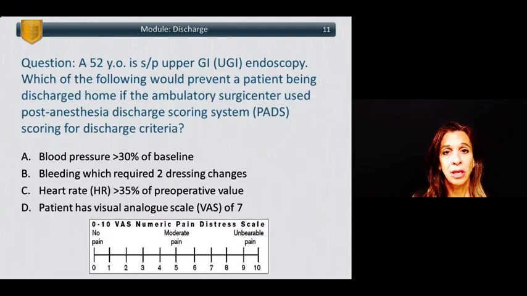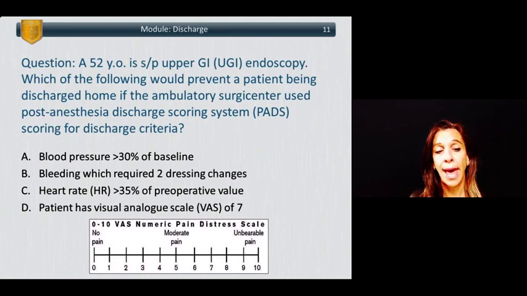So another question. This is a 52-year-old who is scheduled for an upper GI endoscopy. Which of the following would prevent a patient being discharged home if the ambulatory surgery center used the post-anesthesia discharge scoring system, or PADS scoring, for discharge criteria?